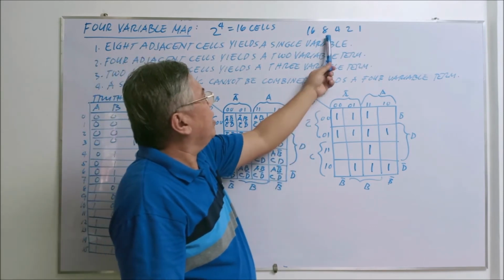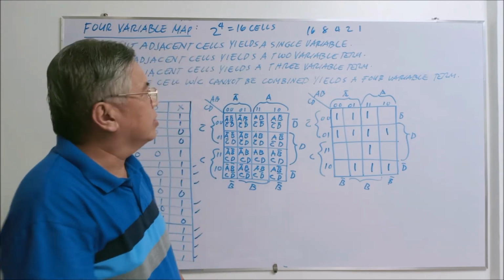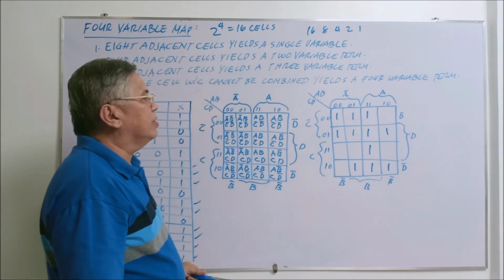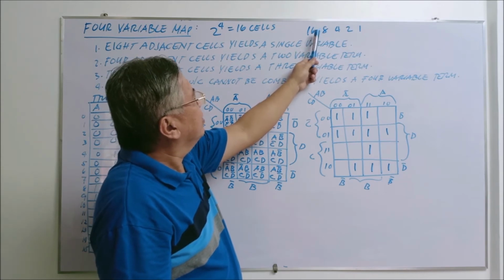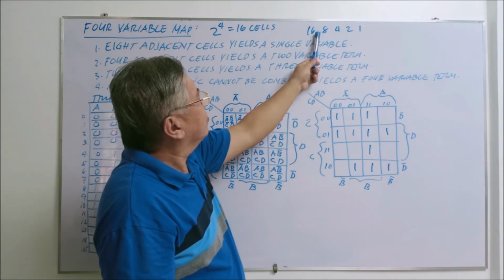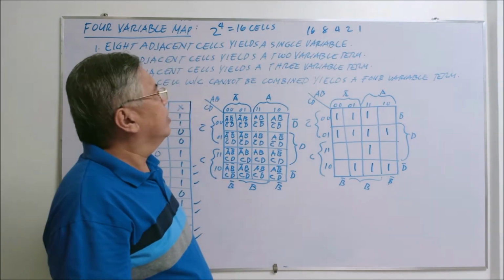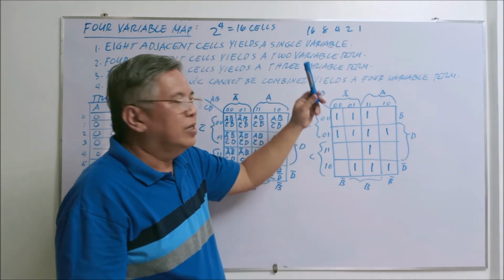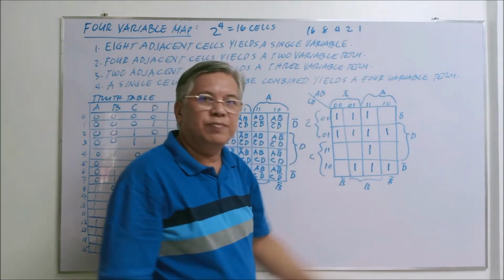So next is 8 adjacent cells. So there is no 16, so we go to 8 adjacent cells. Do we have 8 adjacent cells here? I think there is none, no? There is no 15, 14, 13, 12, 11, 10, 9 adjacent. So only 16, then you go to 8 adjacent cells. Okay? There is no 7, 6, and 5 adjacent cells. So again, you go to 4. So you have 16, 8, 4, then 3, 2, and then 1.